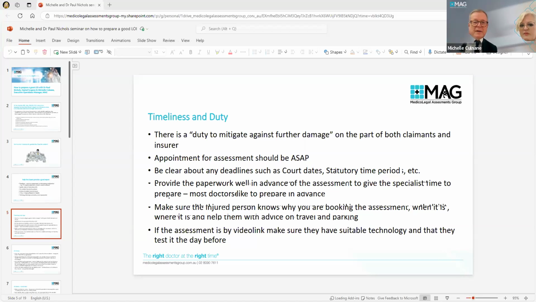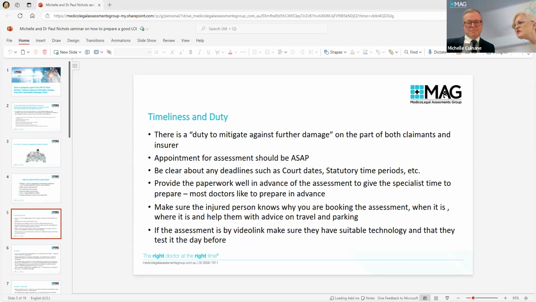And be clear about the paperwork, put it on in advance. I think we've been through that. Yeah, look, just on being clear about any deadlines such as court dates, I've seen on a number of occasions letters of instruction which have no detail at all about an upcoming deadline. And then all of a sudden, the doctor thinks they've got the usual couple of weeks to get the report.